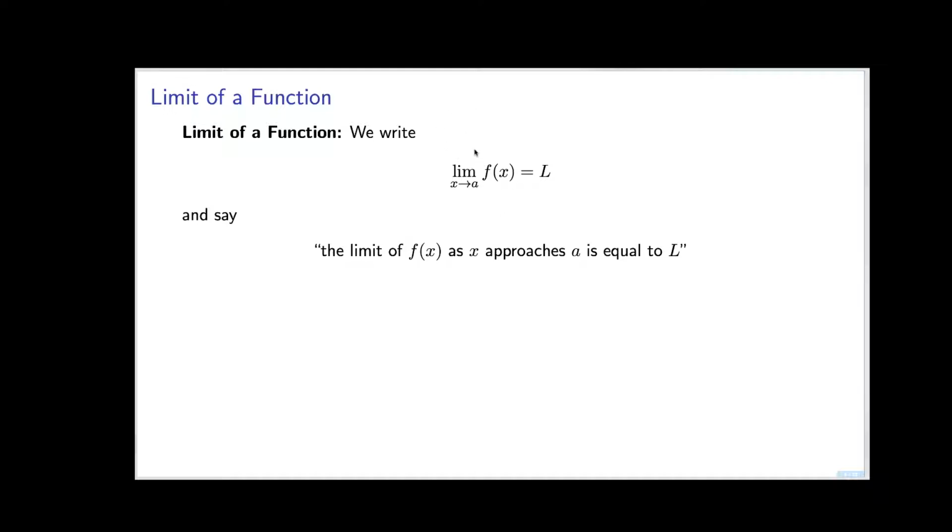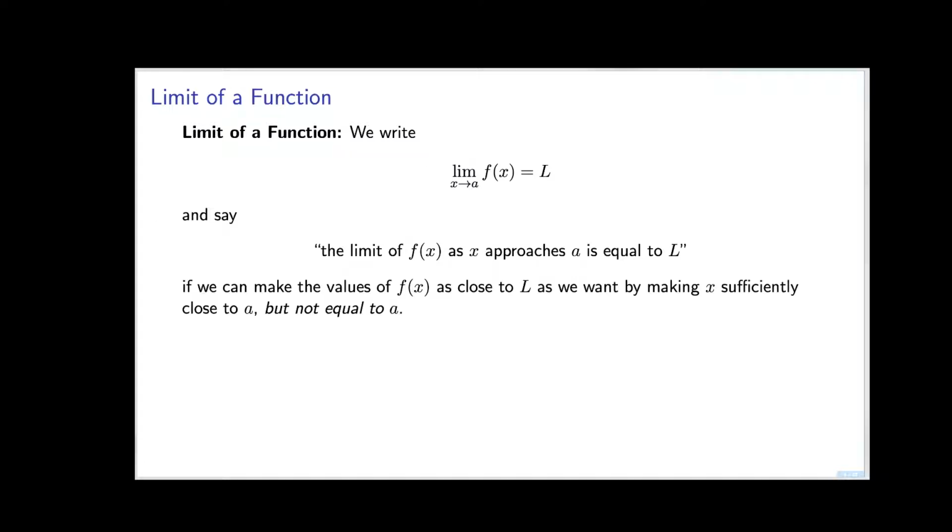So the way that we read this notation, lim is for limit, x arrow a we read as x approaches a, of f of x is equal to L. We say that this is true if we can make the values of f of x as close to L as we want by making x sufficiently close to a but not necessarily equal to a. So in other words, we're investigating what happens to the values of the function f of x as x gets closer and closer to the number a.